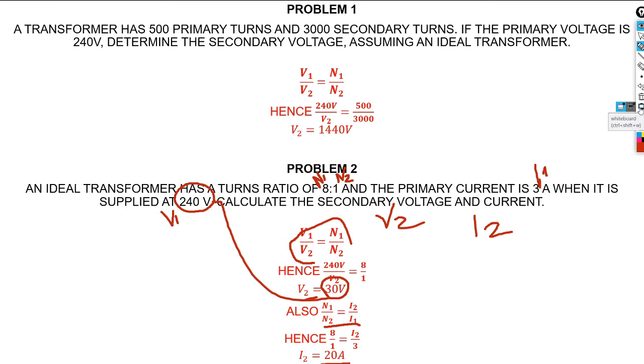So try to walk through it and master this KT ratio, and I'll make sure that I will upload some problem solving or practice questions on the KT ratio.